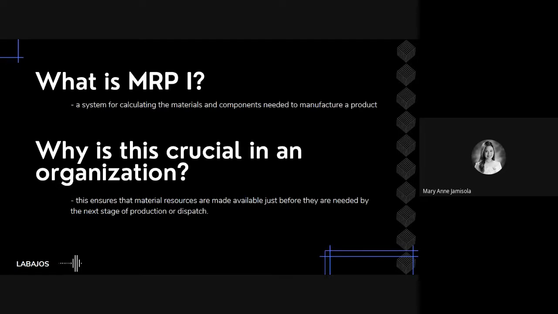MRP or MRP1 is a technique which aims to ensure that material resources such as your raw materials, bought in components, and in house sub-assemblies are made available just before they are needed by the next stage of production or dispatch. It is basically a system which controls the system of inventory, particularly raw materials inventory, so that up to date records of the status of a large number of items in inventory can be kept.